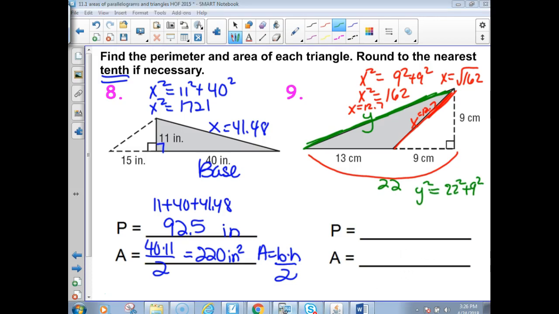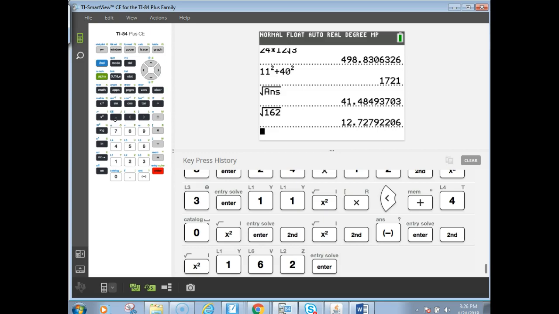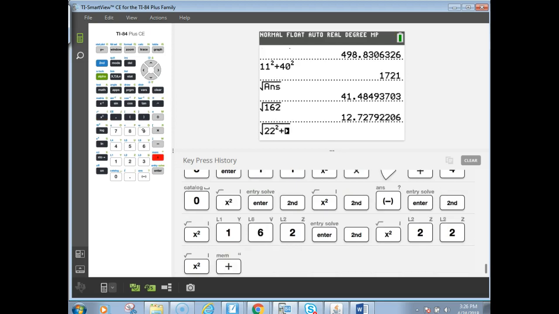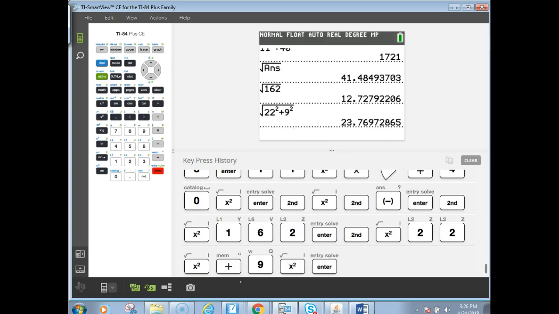I'll go for my calculator. I can hit the second square root of, no, I shouldn't do that. Well, what the heck? 22 squared plus 9 squared? Let's do it all at once. Are you guys getting 23.8? Right?